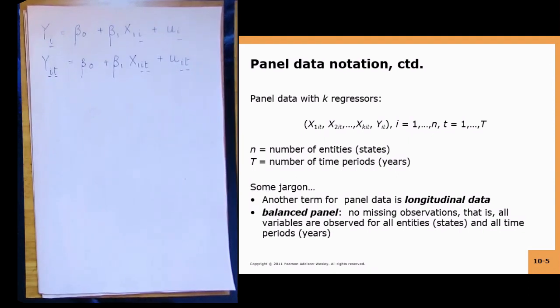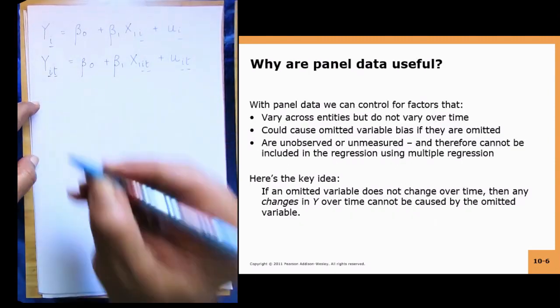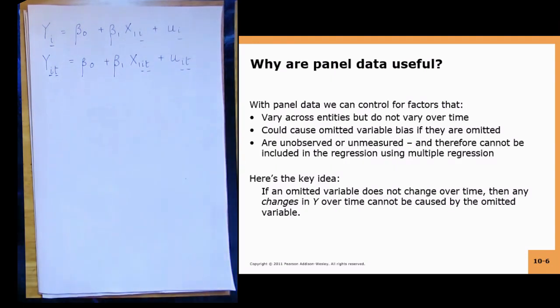Panel data is also known as longitudinal data, and a balanced panel indicates that you have data for each of the i entities for each period in time. If you were to write it out, in fact we will look at that when we start discussing the example.